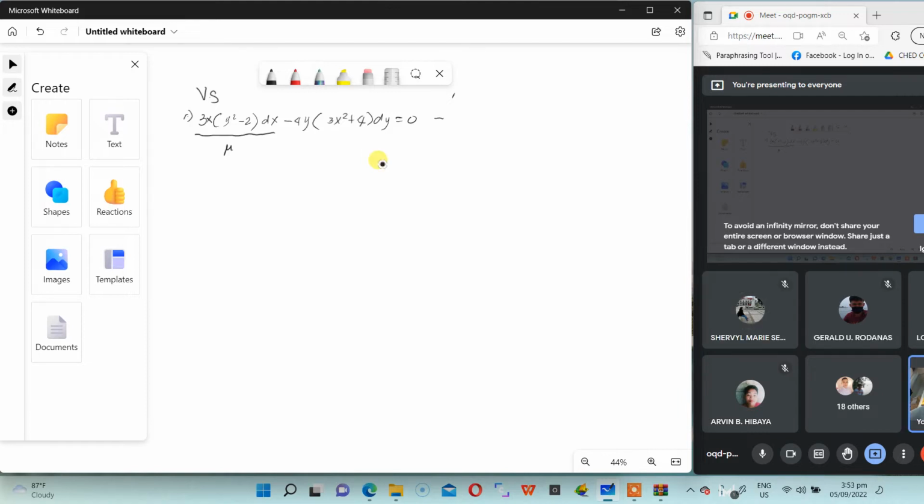Okay. Therefore, in order for us to eliminate this one, we need to divide it by itself, y squared minus 2. On the other side, which is our N, this should only contain variable y since our differential is dy. So what should be eliminated here? Do we eliminate 4y or do we eliminate 3x squared plus 4?